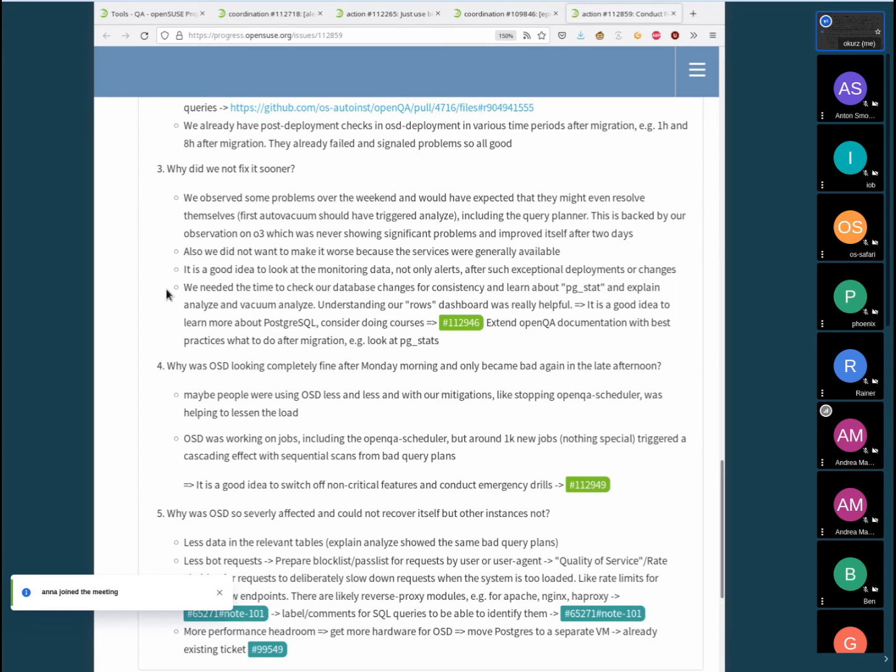So yeah, understanding our rows dashboard was really helpful. So it is a good idea to learn more about Postgres. Well, consider doing courses. I've also created a ticket about that. And we want to extend the openqa documentation with best practices, what to do after migration.